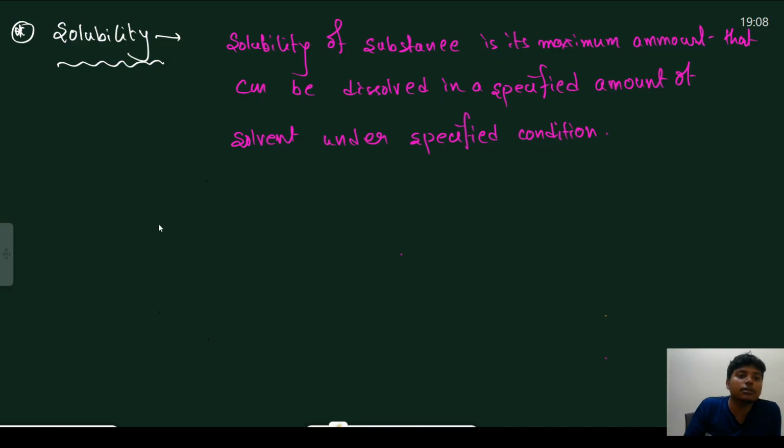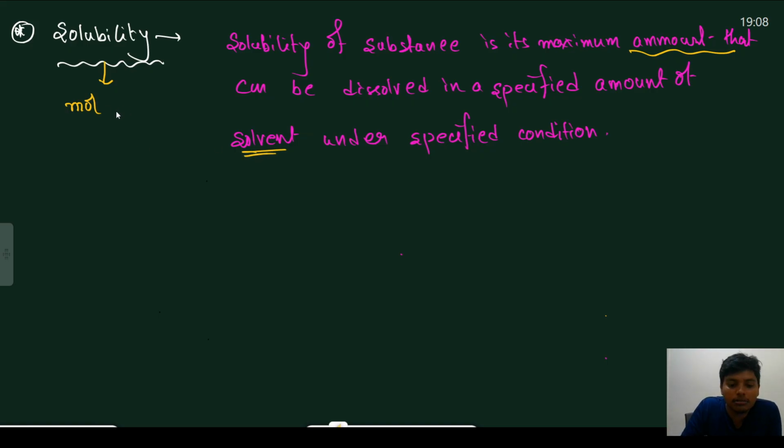Now, what will be the unit of solubility? Unit of solubility means, see, two things. Amount of substance. What is the unit of amount of substance? Tell. No, amount of substance. Mole. Okay. And how much specified amount of solvent?